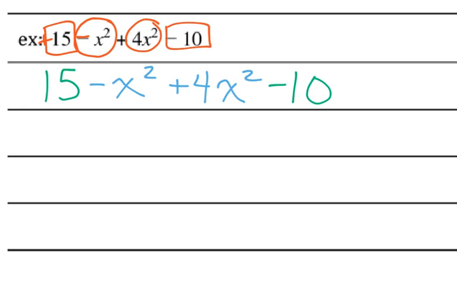I will show more steps than you'll later need. You can cut this step out later. I'm going to rewrite the variables first. I'm not going to combine them. I'm just going to rewrite them. I see minus x squared.